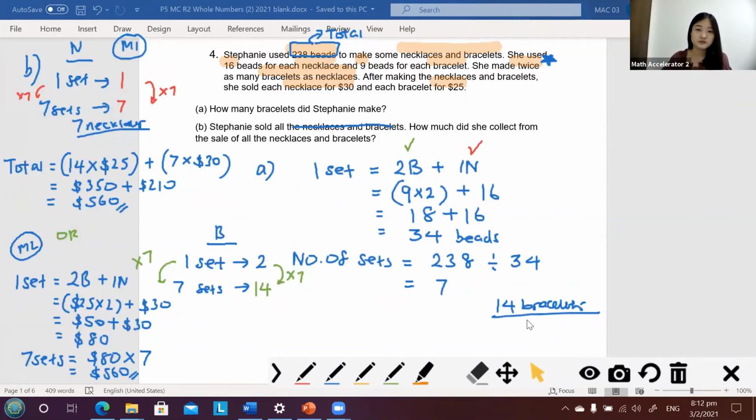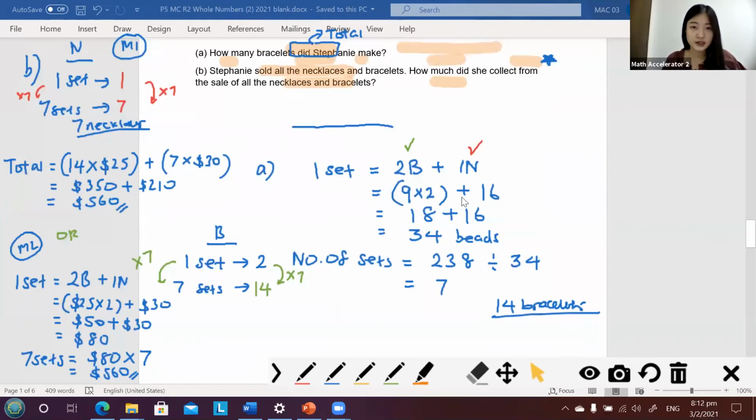Yeah, so either way it's fine. If you understand both, that's great. If you prefer one, you just stick to one. Okay, so at least if you have 2 methods during the exam, if your mind blocks, you suddenly forget one method, at least you got another method to fall back to. All right, so let's carry on.